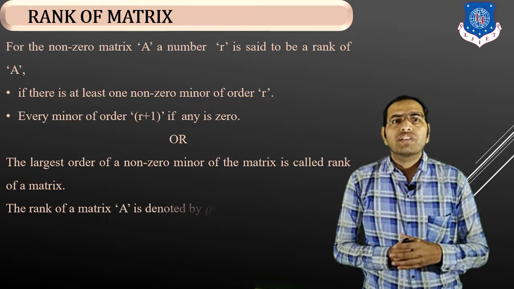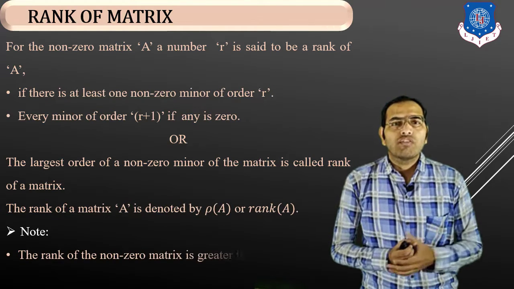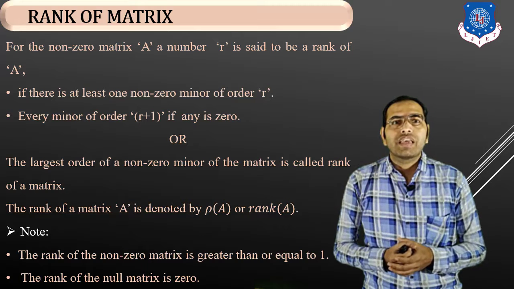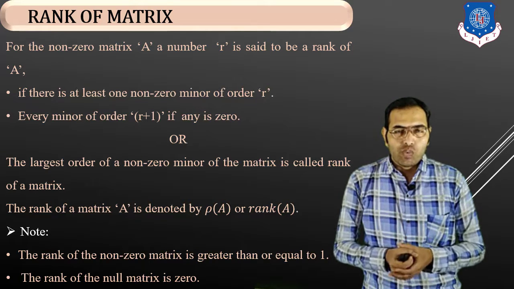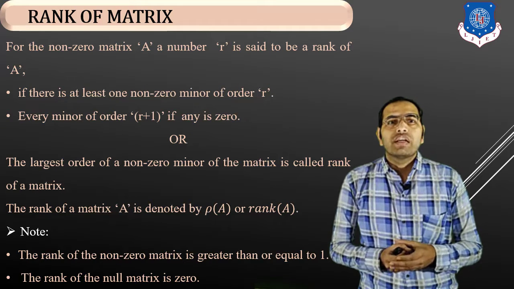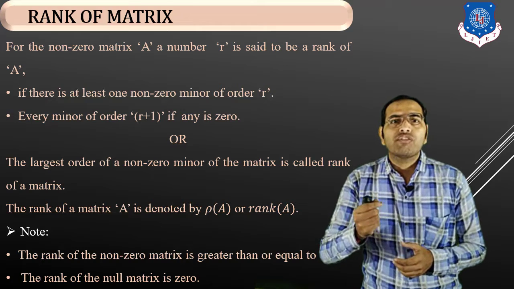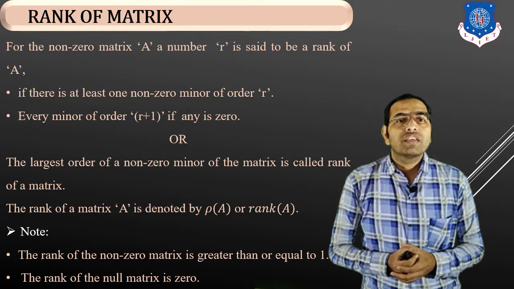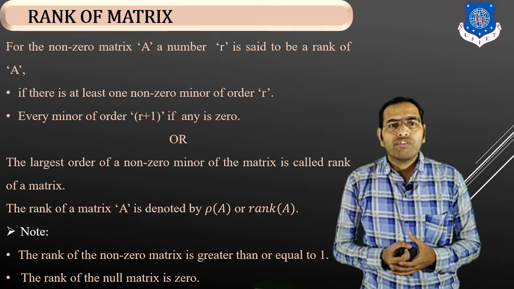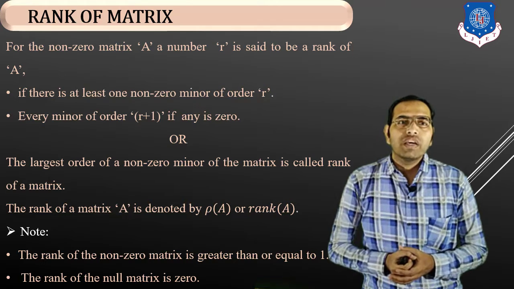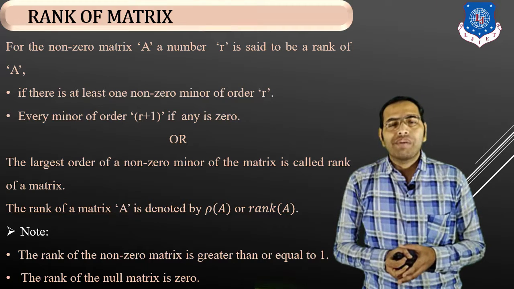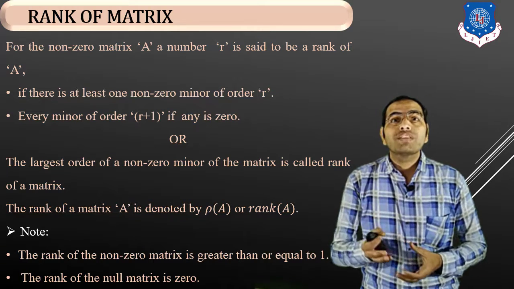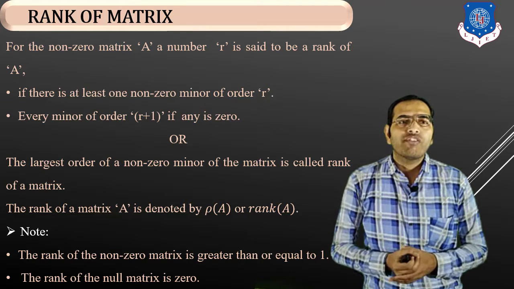Let's start with the first: rank of a matrix by the row echelon form or reduced row echelon form, or elementary transformation. For a non-zero matrix A, a number R is said to be the rank of A if there is at least one non-zero minor of order R, and every minor of order R plus 1 is 0. In other words, the largest order of a non-zero minor of the matrix is called the rank of the matrix. The rank of a matrix is denoted by rho of A or rank of A. Or in other words, we can say that the number of non-zero rows is also called the rank of the matrix.